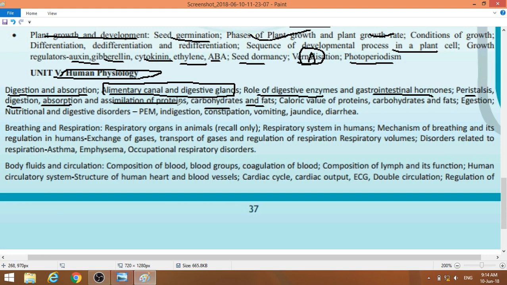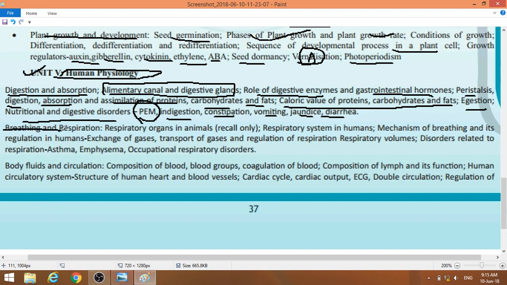through lacteals into the liver, how the liver acts as a metabolic office, the caloric value of protein and fat, and others. Nutritional and digestion disorders: protein energy malnutrition, indigestion, constipation, vomiting, jaundice, diarrhea. Important. In fact, human physiology is more important because once you are going into the medical stream, you have to study this with much more emphasis because this is what you have to study in your MBBS, BDS.